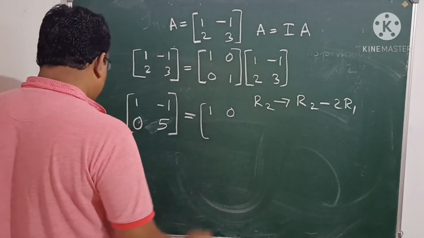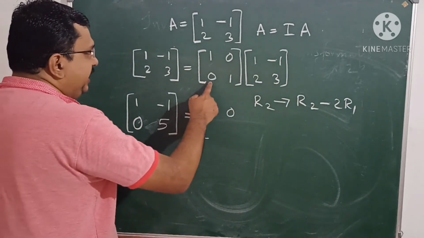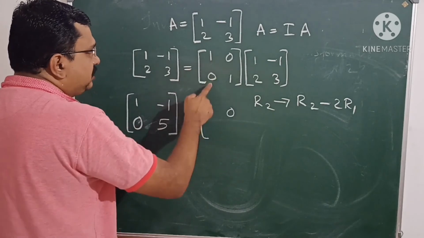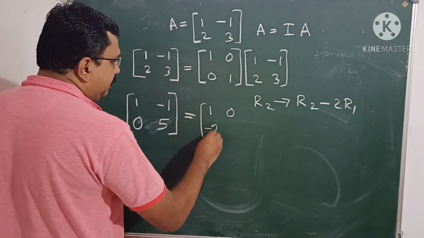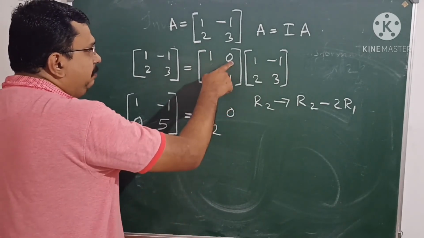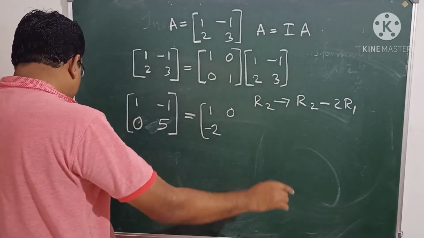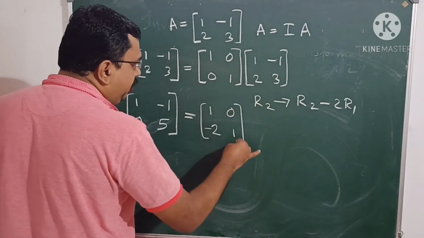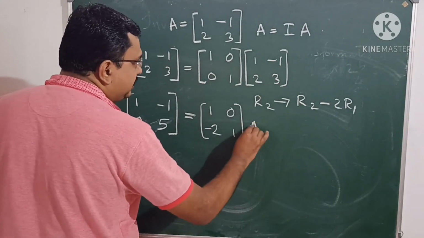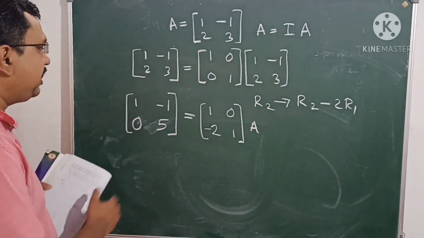Here also the first row has no change: 1, 0. Second row: 0 minus 2 times R1, 0 minus 2, that is minus 2. Here 1 minus 2 times 0, that is the same, 1. Into this one, this one is matrix A. This is our second step.